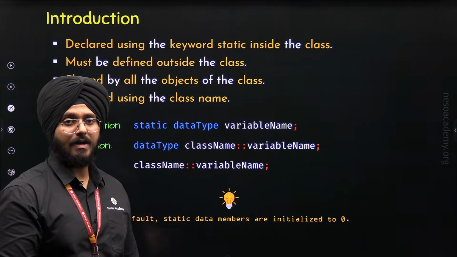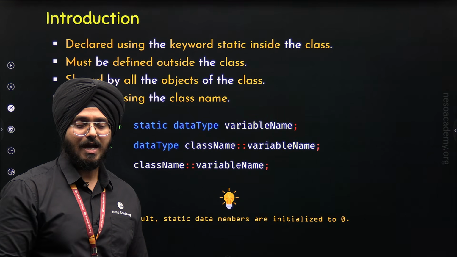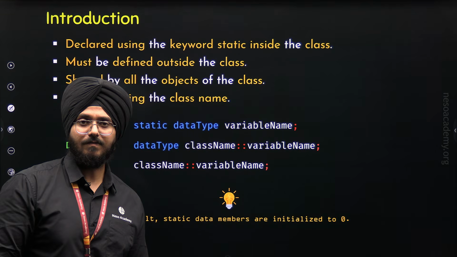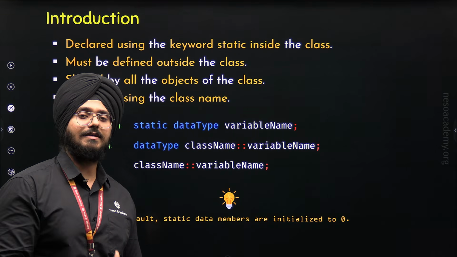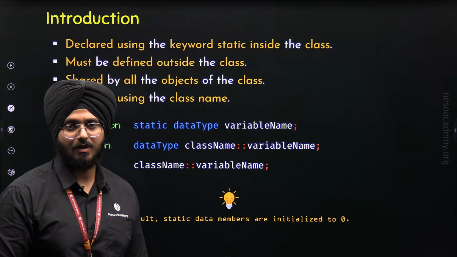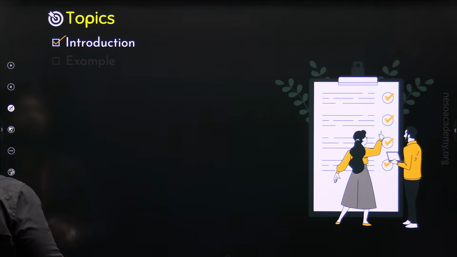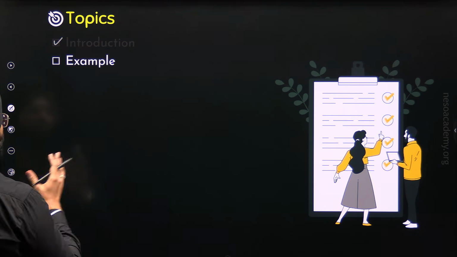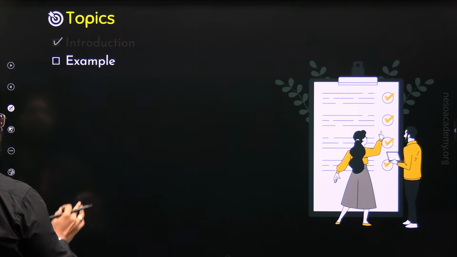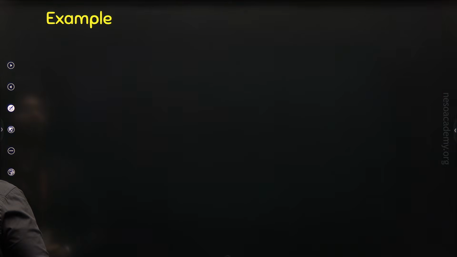Now let's implement this. For this purpose, we need to move to the next topic, and through the example, we will learn how to declare, define, and use a static data member. For now, we are done with the introduction to static data members. Let's move to the second topic to understand through an example how to declare, define, and use static data members.